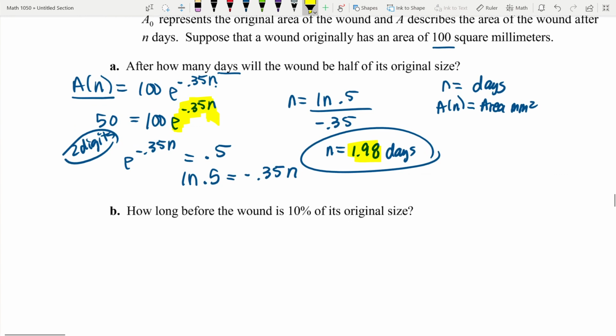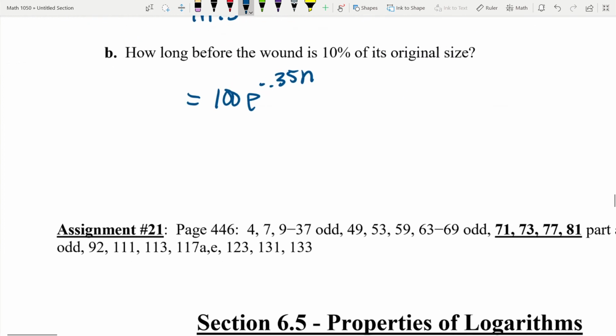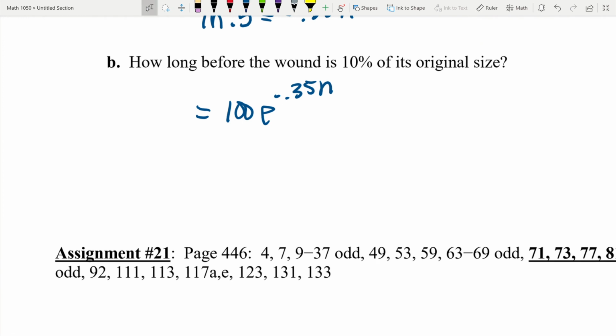How long until it's 10% of its original size? So, guys, it was originally 100, okay? And I know they want to know time, how long, that's n. So what is 10% of 100? 10% of 100 is 10. So all they're saying is, when is it going to be 10 millimeters squared? Okay, I'm not stuck. Here's my base, here's my exponent. The 100, I still have to take care of that. So if I divide by 100, e to the negative 0.35n is 10 divided by 100, which is 0.1. All I did is divide by 100.